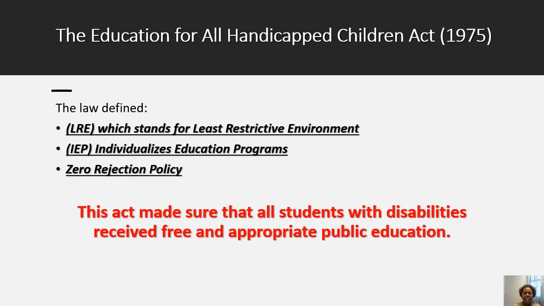Education for All Handicapped Children Act, 1975. This law defines LRE, IEP, and the zero rejection policy. The act made sure that all students with disabilities received a free and appropriate public education.